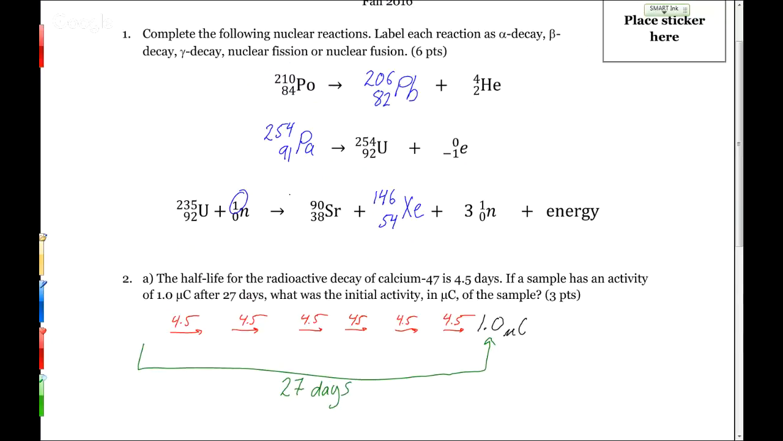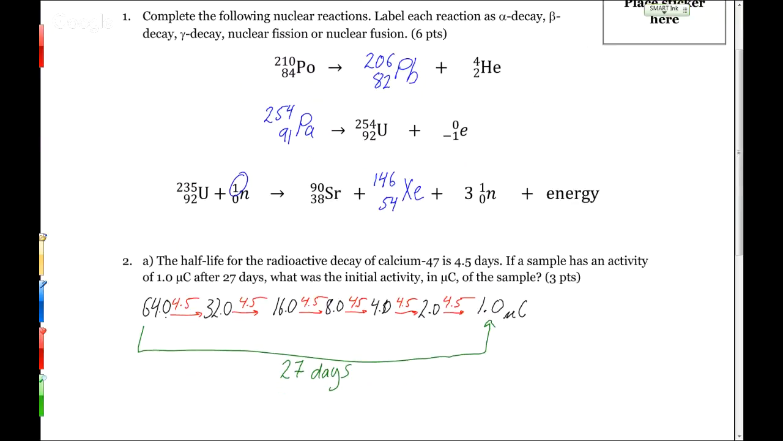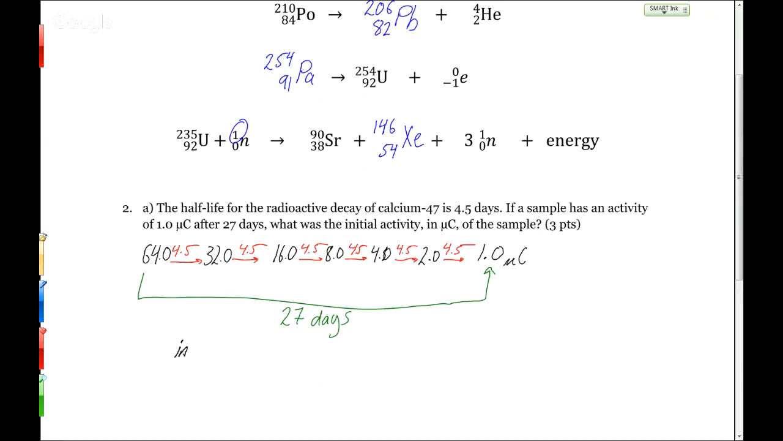To get back to that, we double it 6 times. Right, to fill this in. Thank you. So this is going to go 2, 4, 8, 16, 32, and 64. So it started at the initial activity, which was 64 microcuries. Okay, cut in half 6 times to get to 1.